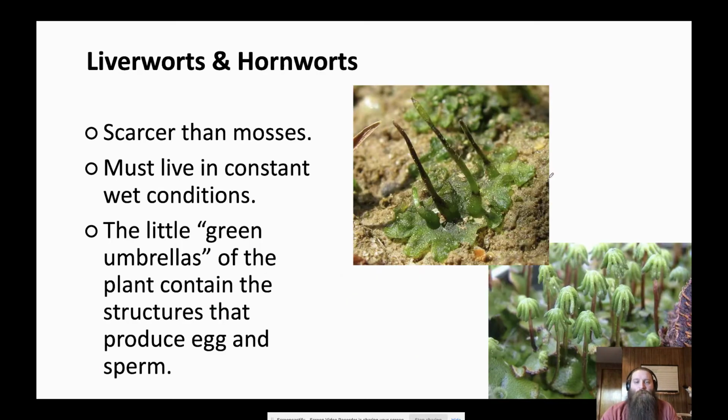Now, our liverworts and our hornworts, you may have seen out in the woods if you're an outdoorsy kid. They're a little bit more scarce than the mosses are. They only live in wet conditions, so you might find, especially these little guys right here, around the shore of a creek or stream or in a kind of swampy area. And that's just in that bryophyte family. So that's a non-vascular plant.